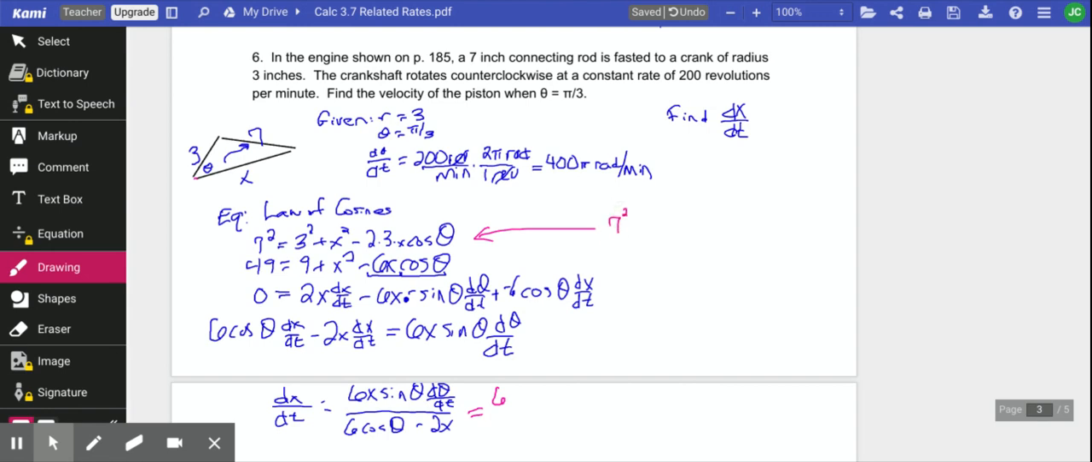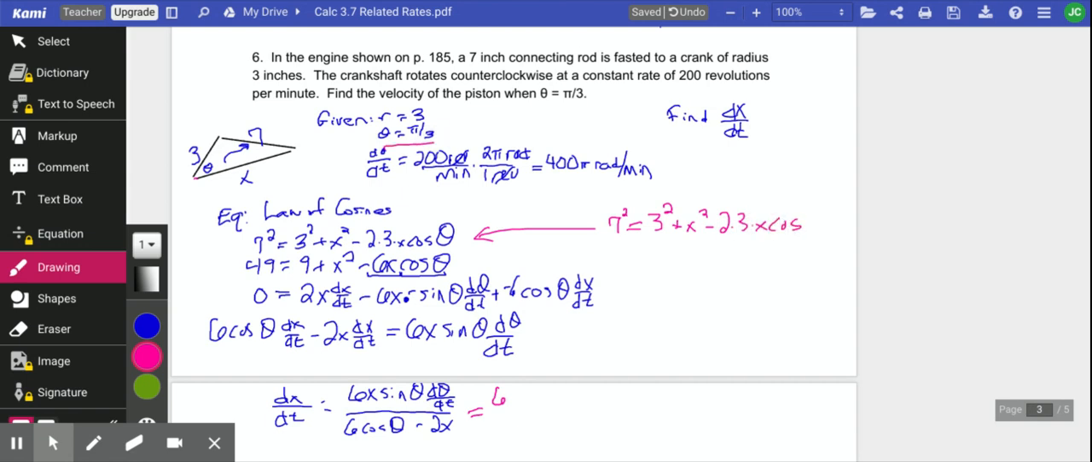So we have 7 squared equals, sorry about that, 3 squared plus x squared minus 2 times 3 times x times cosine, and remember our given is theta is pi over 3. Okay, so we need to solve that so we know what x is so we can plug in. So we get 49 equals 9 plus x squared minus 6x, and cosine of pi over 3 is 1/2. So we get 49 equals 9 plus x squared minus 3x.